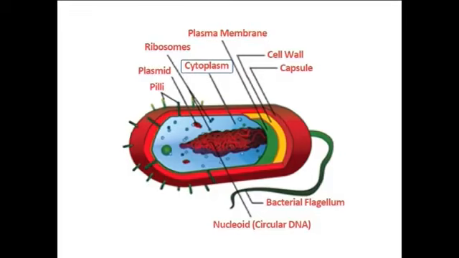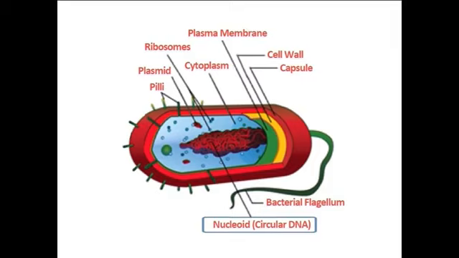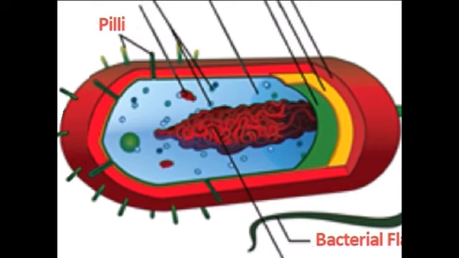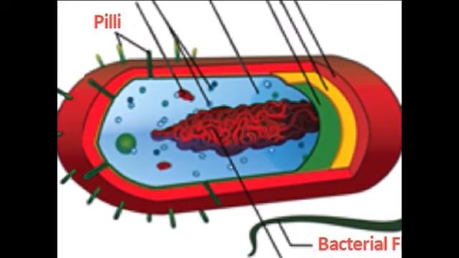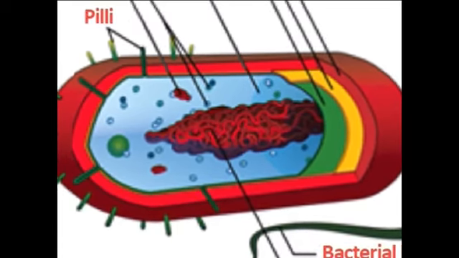The next structure is the cytoplasm. Cytoplasm is the fluid component of the cell surrounded by the plasma membrane. The cytoplasm is composed mostly of water along with inorganic and organic molecules, DNA, ribosomes and inclusions. The next structure is the nucleus. Prokaryotic DNA and DNA-associated proteins are not bound by a complex nuclear membrane and occur as the nuclear region in the cytoplasm of the cell. Prokaryotic chromosomes are typically circular and haploid or unpaired.